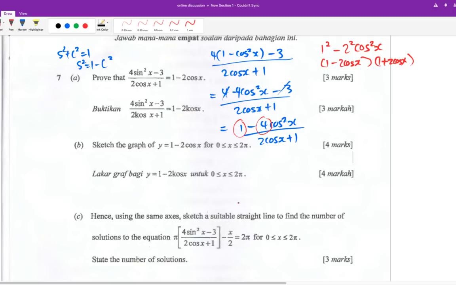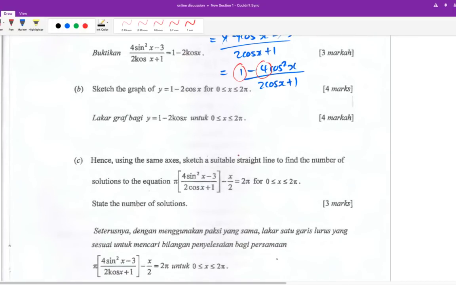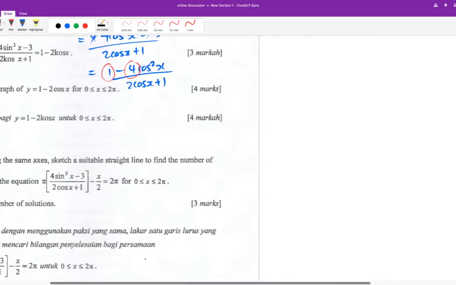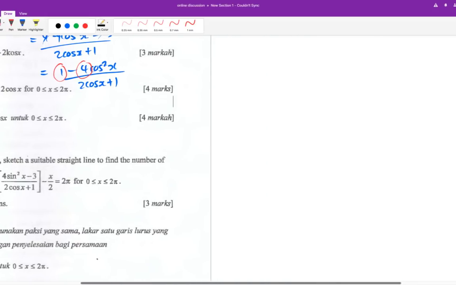So I will try to sketch in a very small place here. If I want to sketch this one, I will need some space, so I will sketch over here. The equation is y equals 1 minus 2 cos x, from 0 to 2 pi. If I sketch this one, I will always do the plus 1 first. Let's say this is the x axis.